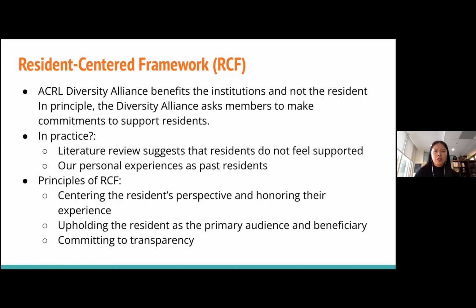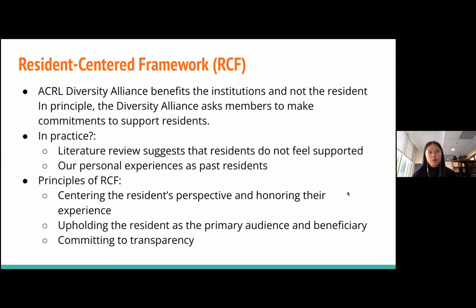The second principle of the RCF is to uphold the resident as the primary audience and beneficiary. So the components of this toolkit, we'll get into it in more detail later, but especially the pre-residency checklist component, are meant to prompt institutions to reflect more deeply on why they're doing a residency program in the first place. And it sort of is prompting us to ask questions like, can the institution realistically support a resident? And what are the shortcomings, and how can they be remedied?